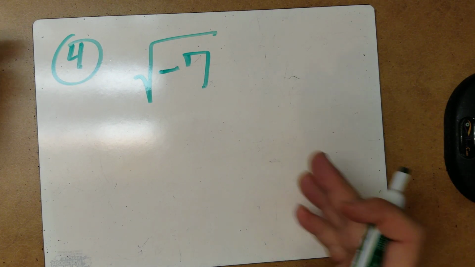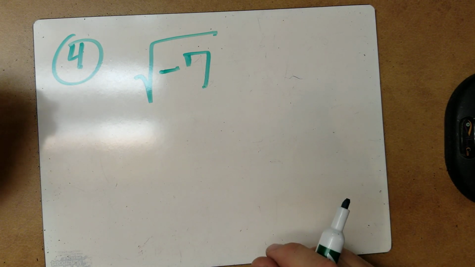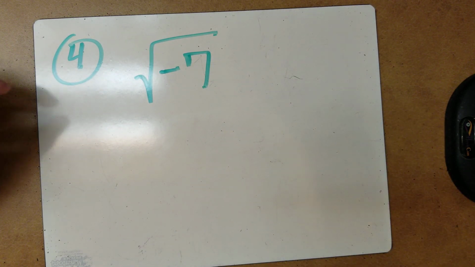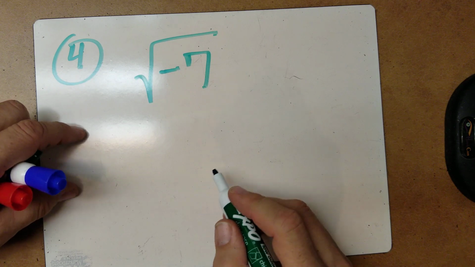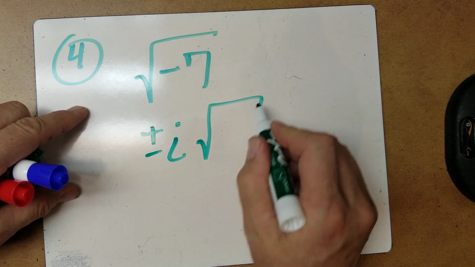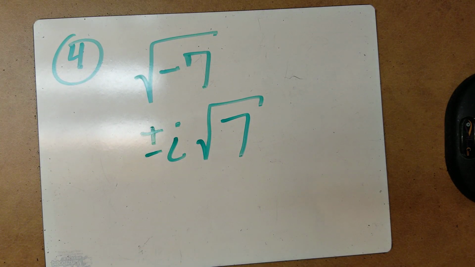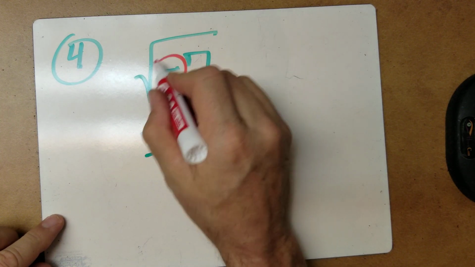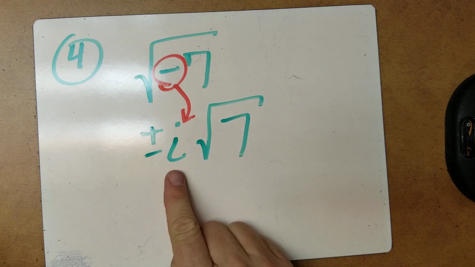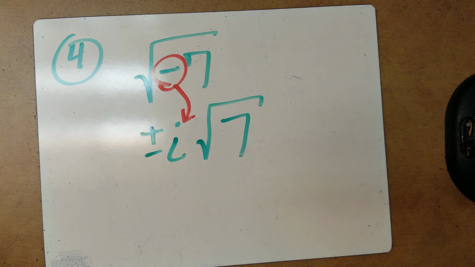Last one for simplifying. What if it's just simply the square root of negative 7? You can't take the square root of negative 7. It's not a perfect square, and I can't break it down. But here's the way I think about it. The answer is just this, plus or minus i radical 7. And the way I think about it is that this i right there just takes the negative out. It's just like, hey, if it's a negative, let's take that i out, and now it's positive.